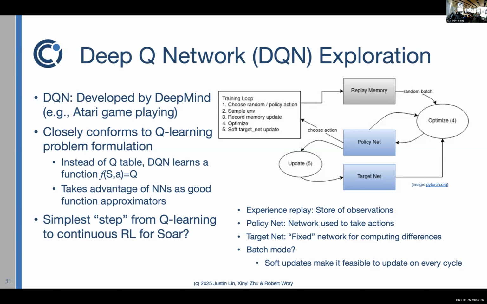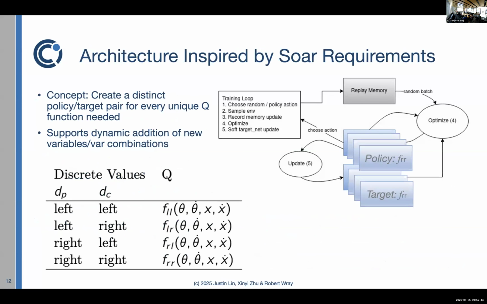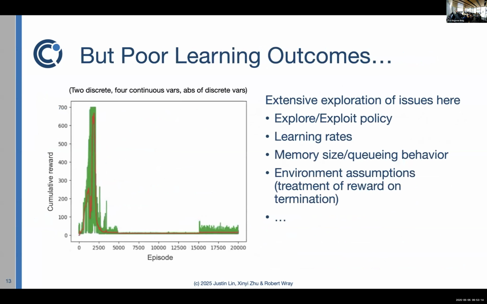And so this is what we explored, went in a deep dive trying to think about how we would implement this in SOAR. This is kind of what we came up with, is that you have this replay memory. Each one of these functions that we're trying to approximate, we just have a policy and target net for each one of those. So you sample from the replay memory, you go to your policy net. I'm in a state that's left, so I'm going to go for left and decide which one I want to choose. So that was relatively straightforward to implement. It all seemed great until we tried to do learning, and then this is what we got.